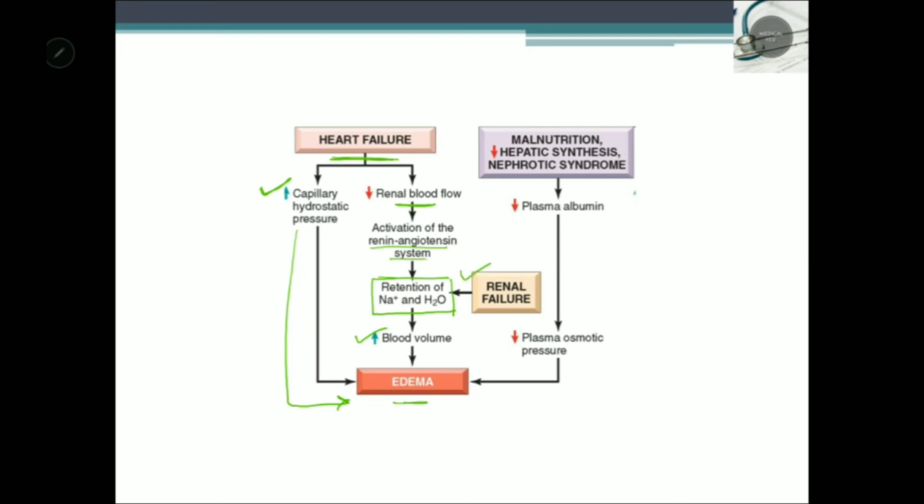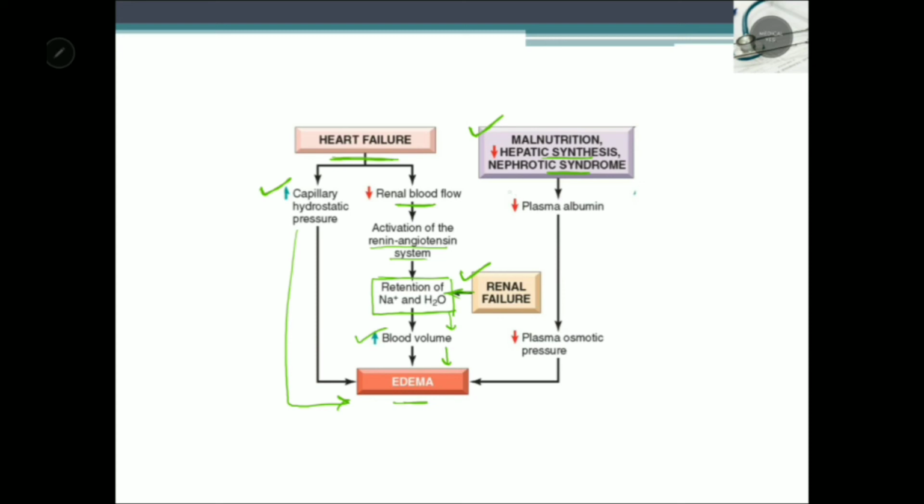If there is renal failure, the kidneys are not working, so that is again going to lead to retention of sodium and water, again leading to blood volume increase, ultimately leading to edema. If there is malnutrition, there is not enough protein going inside the body. If there is decreased hepatic synthesis of proteins, or if there is nephrotic syndrome in which the proteins are excessively lost.